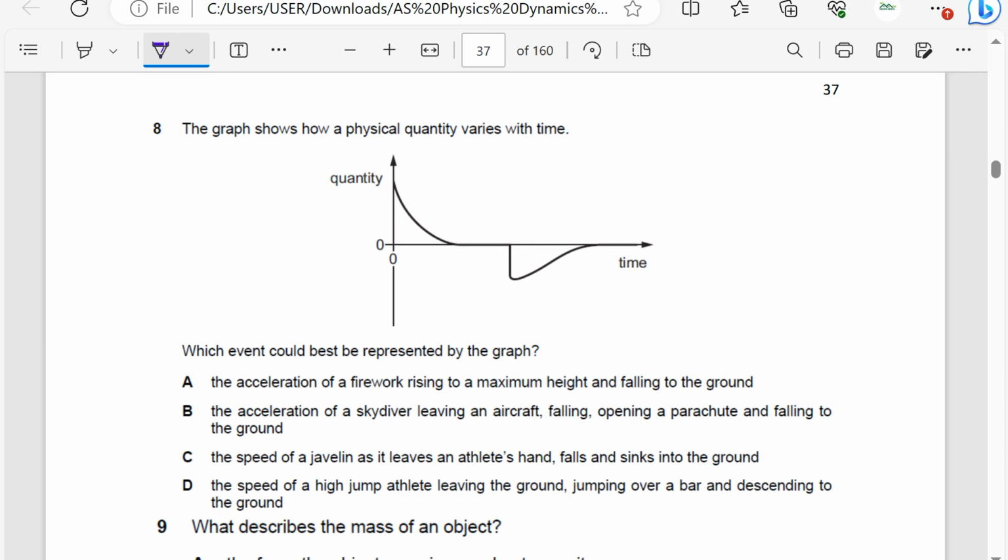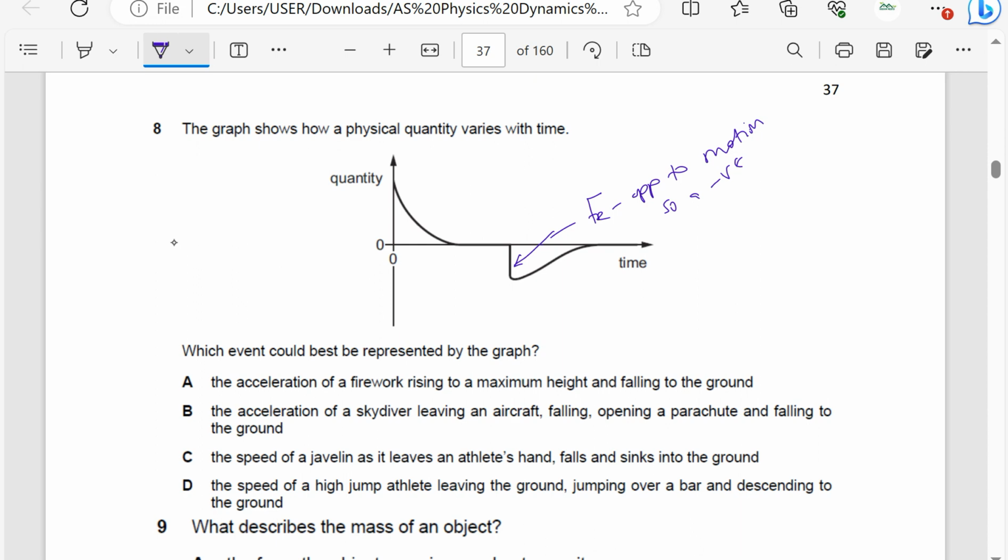acceleration of a skydiver, because this part here is showing that the resultant force is now opposite. This one shows the resultant force F resultant is now opposite to the motion, which makes a to be a negative value. I think that is the motion of a skydiver. So quantity A, the acceleration of a skydiver leaving an aircraft.